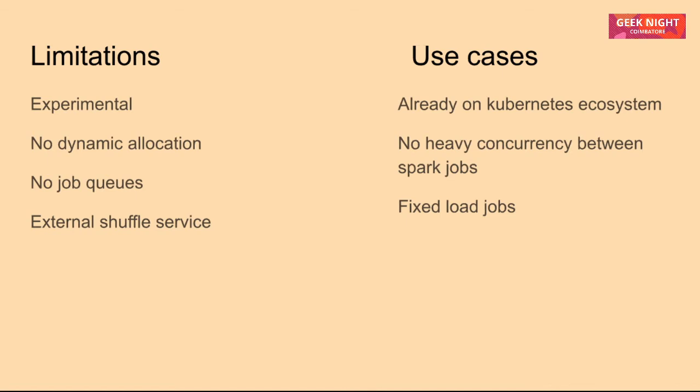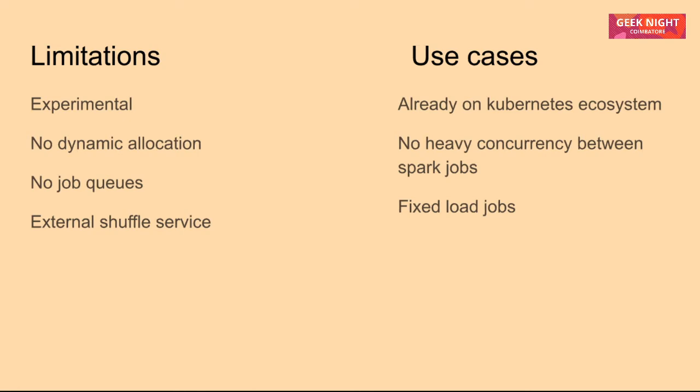Again, no job queues and external shuffle service. Currently, shuffle service is implemented as a daemon set. In the Kubernetes world, daemon set means it's a pod that runs every time you add a node to the Kubernetes cluster. Every time your node goes away from the cluster, this pod will be removed, and every time a new node gets added to the cluster, this pod will be automatically attached to the node.